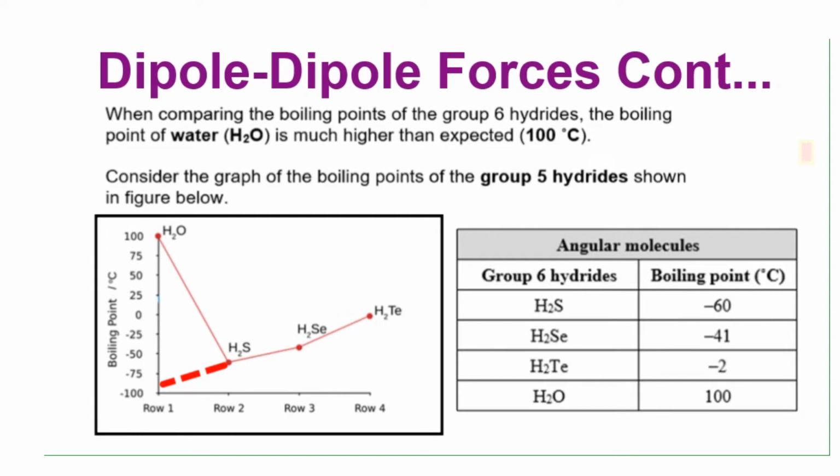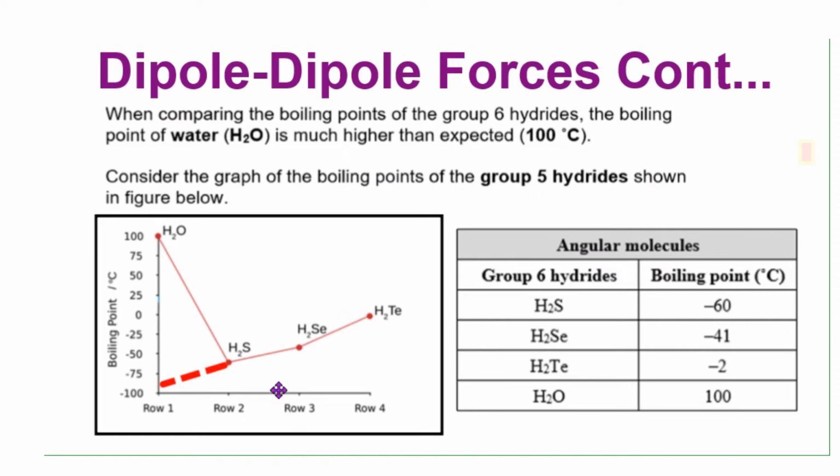As we move into hydrogen bonding, I'm going to continue speaking about dipole-dipole forces because hydrogen bonds are specialized dipole-dipole forces. I'd like to look at the trends in the group 6 hydrides. So group 6 on the periodic table is sulfur, selenium, tellurium, and oxygen. And hydrides are when they are bonded to a hydrogen. So if we have a look at the boiling points, we can see H2S is minus 60, H2Se is minus 41, and H2Te is minus 2.